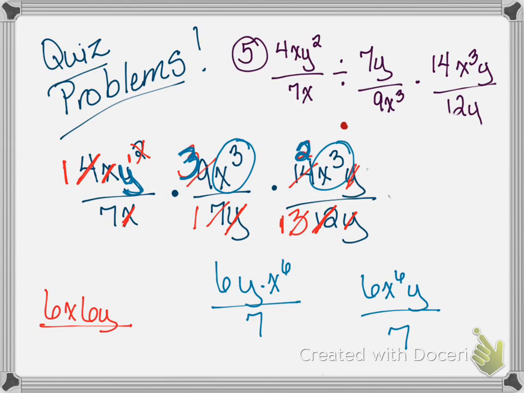So if you were in the group that did this, that 6 needs to be smaller, and it needs to be written as an exponent. I'm not sure what happened there with that group, but be careful, because what this is right here is 6x times 6y, 36xy. That's what that is. You've got to make sure you're writing your 6 as your exponent.